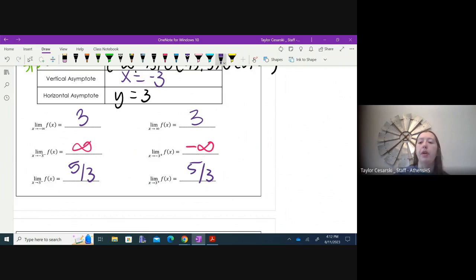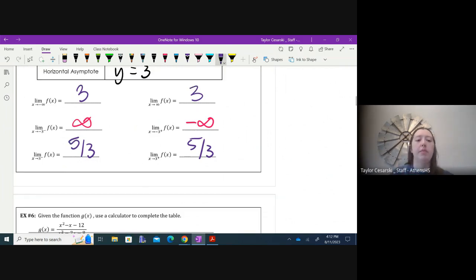Okay, so make sure that you're able to read a graph and read what's going on and what's happening there, so that you can see the end behavior and also the behavior at the asymptotes. All right, let's do one more example.